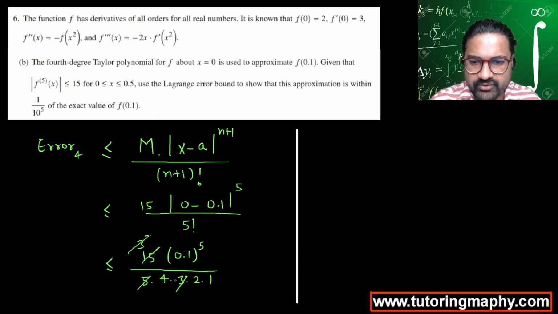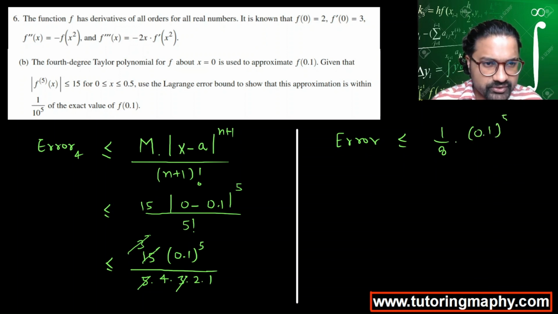Oh, sorry, it's not 4 times 3, it's 4 times 2, right? 4 times 2 is 8. So we know that the error should be less than or equal to 1 over 8 times 0.1 raised to 5. What is 0.1? 0.1 is nothing but 1/10, so 1/10 raised to 5. So this should be less than or equal to 1/8 of 1/10 raised to 5.